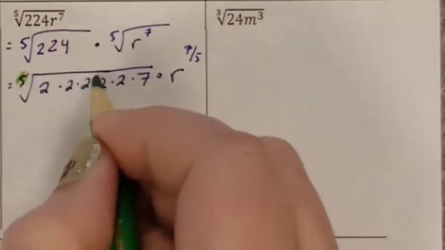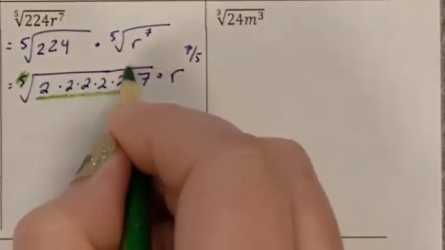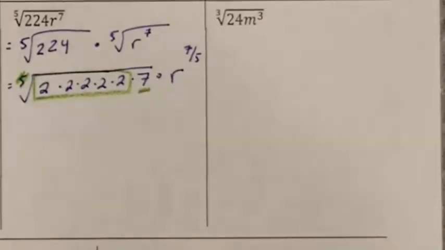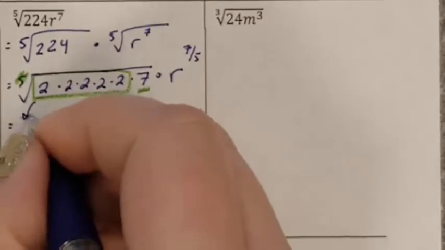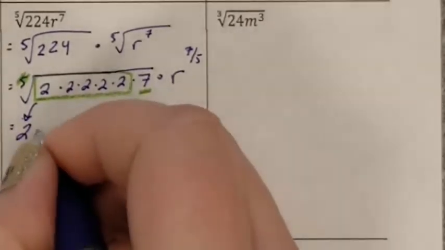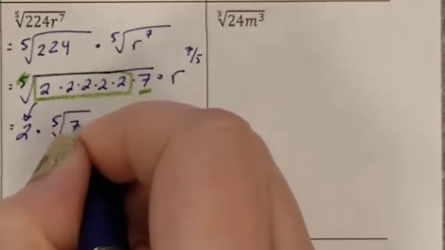So we have groups of 5. So 1, 2, 3, 4, 5. The 2s all make a single group of 5. The 7 does not. So I have the 2 got to escape. The poor 7 could not. He stays in the 5th root.